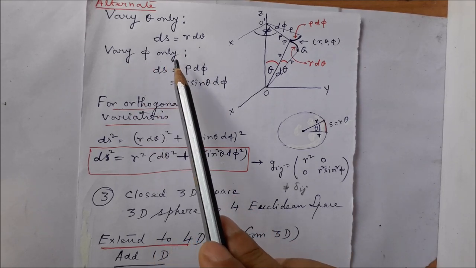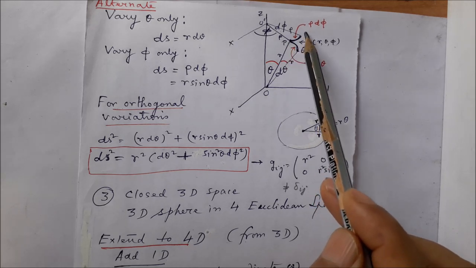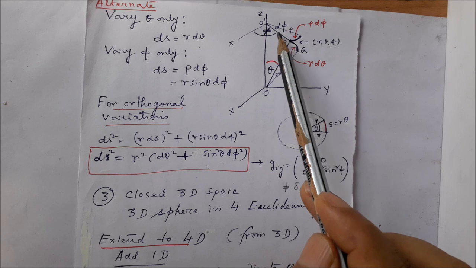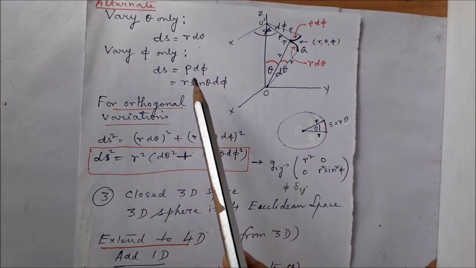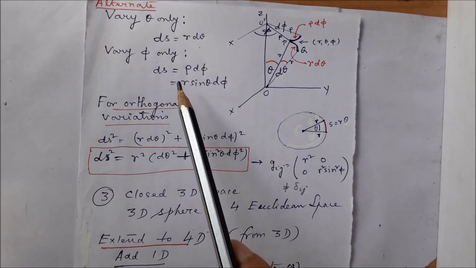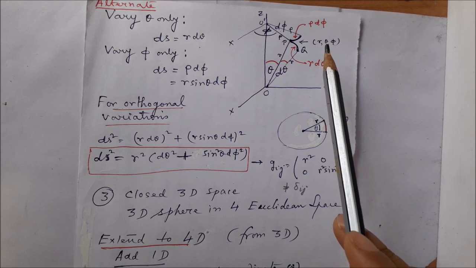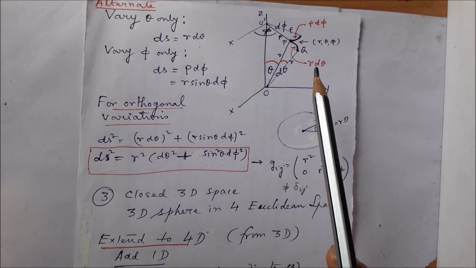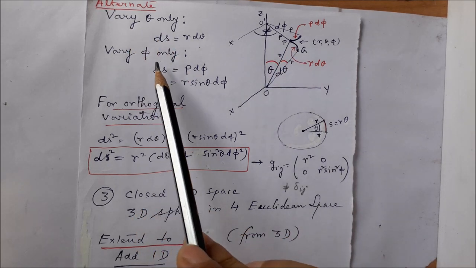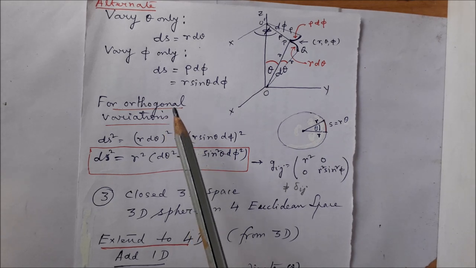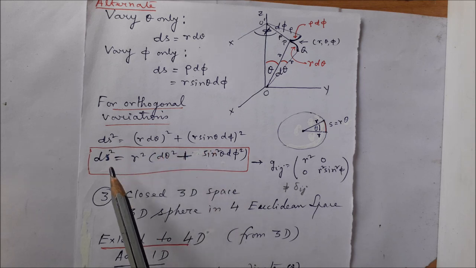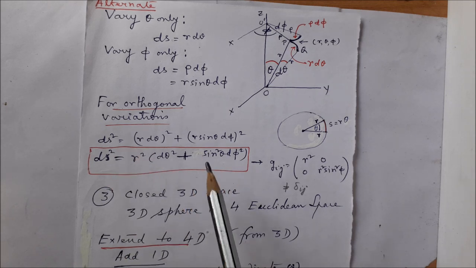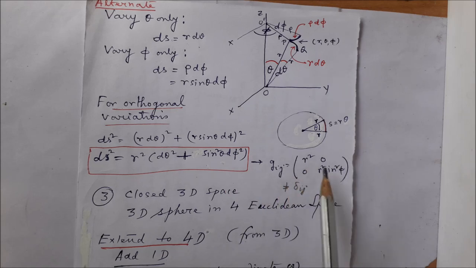Again, if we vary phi only, keeping theta constant, then the arc traced is this one, the radius being rho, and this elemental angle is d phi, and therefore the arc traced is rho d phi. So ds is rho d phi, and again rho is r sine theta, so we have ds equal to r sine theta d phi. Now the unit vectors along r cap, theta cap, phi cap are orthogonal, which means the variations of theta and phi are orthogonal. So for orthogonal variations, Pythagoras theorem can be applied, and we can add them up to get the resultant variation, and this gives the metric ds squared, where we have taken r square common, and this corresponds to, as shown previously, this matrix corresponding to the metric tensor g_ij, which is not Euclidean.